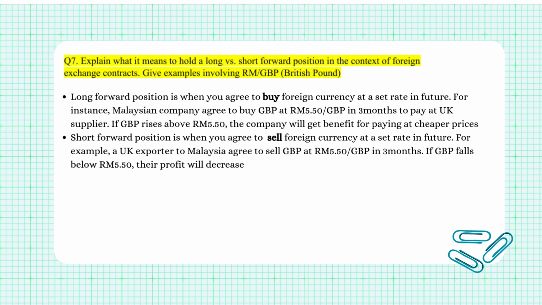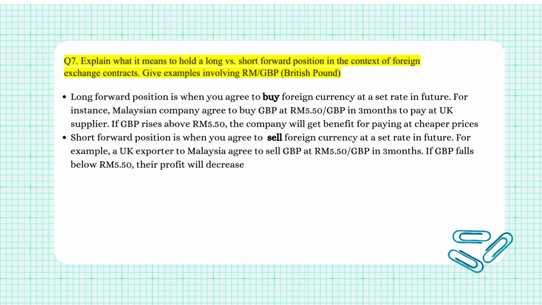Question 7. Explain what it means to hold a long versus short forward position in the context of foreign exchange contracts. Give examples involving RM over British pound. So a long forward position is when you agree to buy foreign currency at a set rate in the future. For instance, a Malaysian company agrees to buy British pound at RM 5.55 to 1 pound sterling in 3 months to pay a UK supplier.